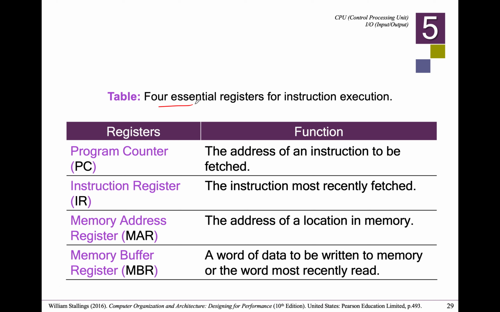You have four essential registers for instruction execution. What are they? Register PC, program counter. Register IR, instruction register. Register MAR, which is memory address register, and MBR, memory buffer register. What are the functions? PC: the address of the instruction to be fetched. IR: the instruction most recently fetched. MAR: the address of a location in memory. And lastly, MBR: a word of data to be written to memory, or the word most recently read.